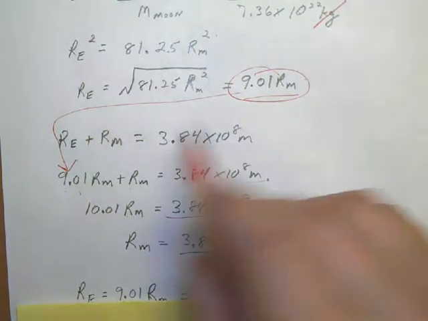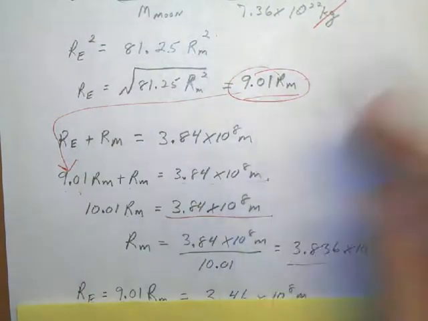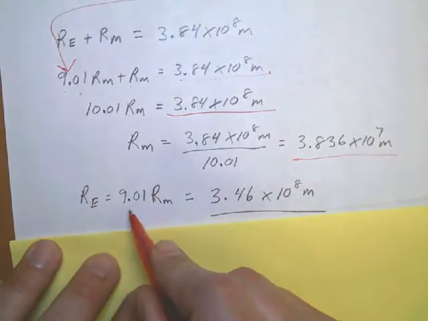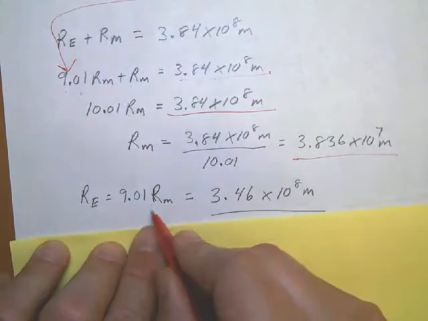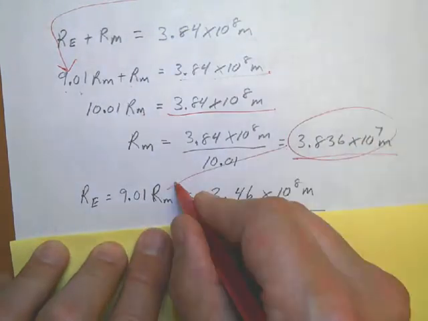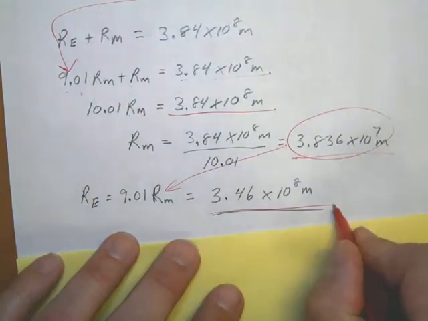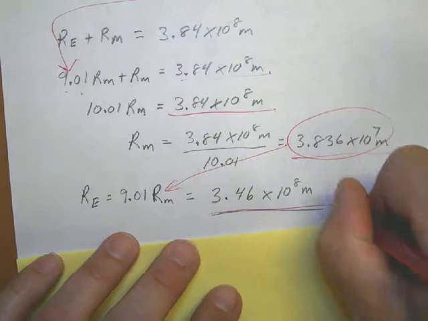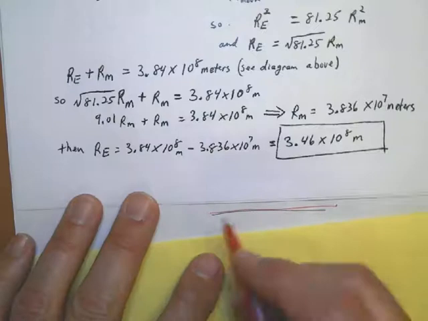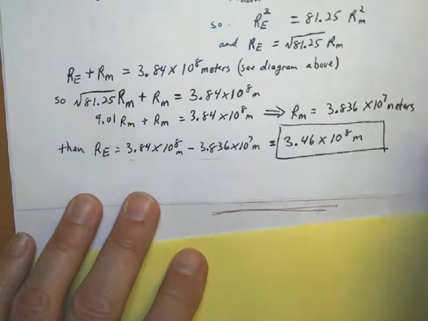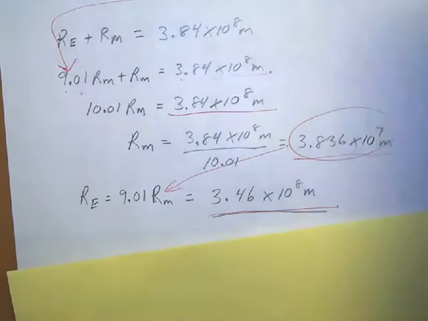We know from what we solved up here that the distance to the Earth equals 9.01 times the distance to the Moon. So that's this number. You just multiply that number by 9.01 and you get 3.46 times 10 to the 8th meters. Or you could do the addition and subtraction the way I did it on here. Taking the distance from the Earth to the Moon, subtracting the distance from the object to the Moon, you get the same number.